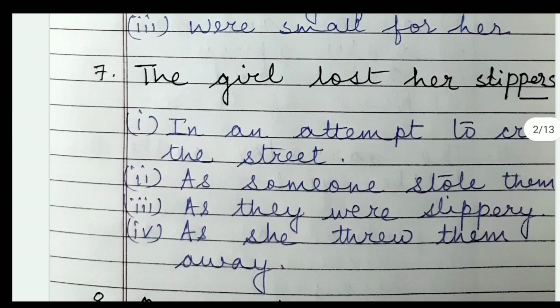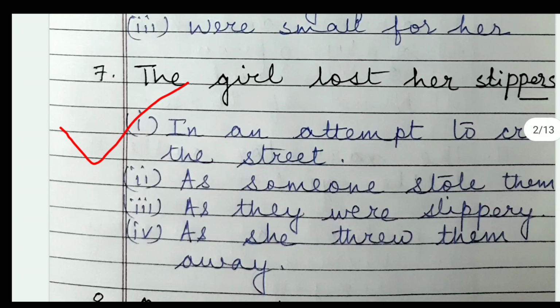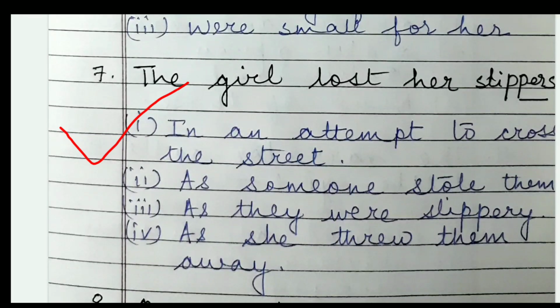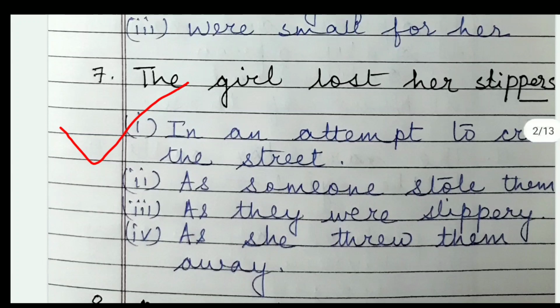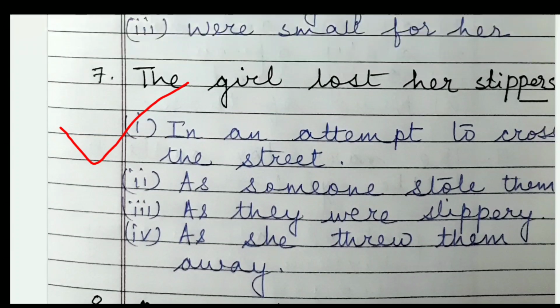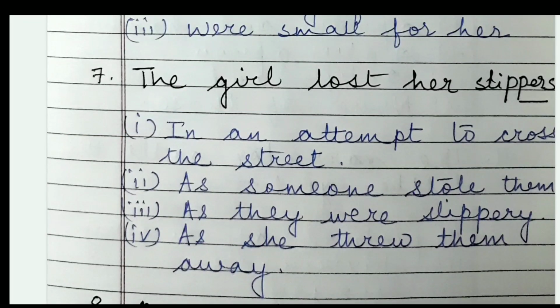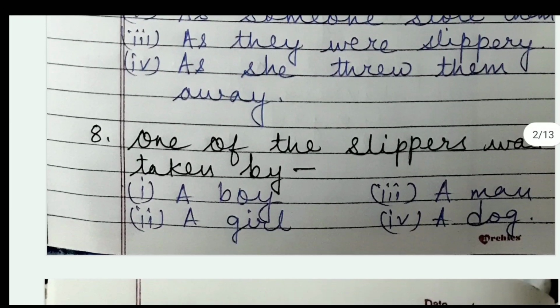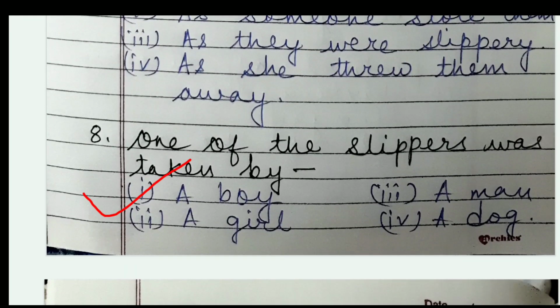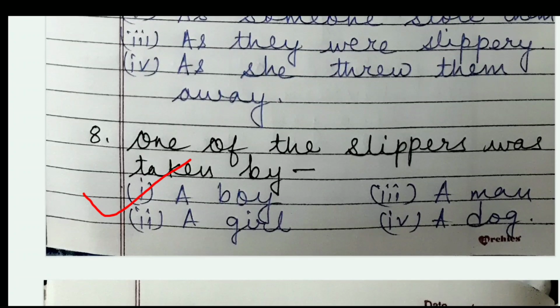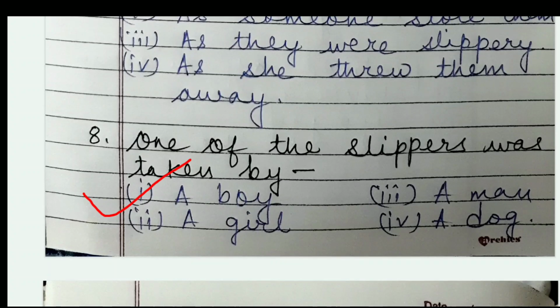Question number 7. The girl lost her slippers: in an attempt to cross the street, as someone stole them, as they were slippery, or as she threw them away. The right answer is option 1, in an attempt to cross the street. The girl was trying to cross the street when she lost her slippers. Moving on to question number 8. One of the slippers was taken by a boy, a girl, a man, or a dog. It was taken by a boy. So the right answer is option 1, a boy.